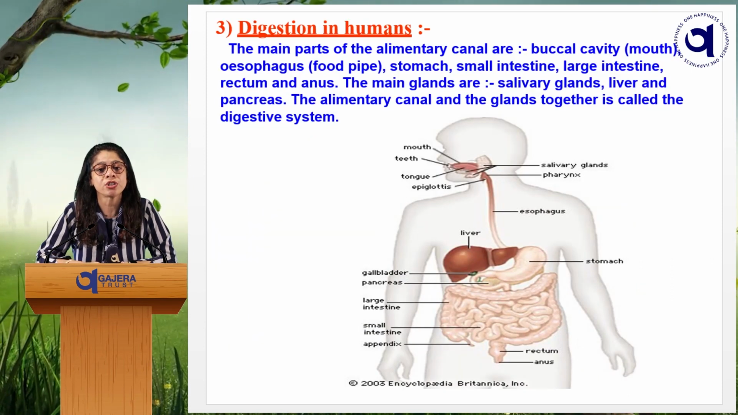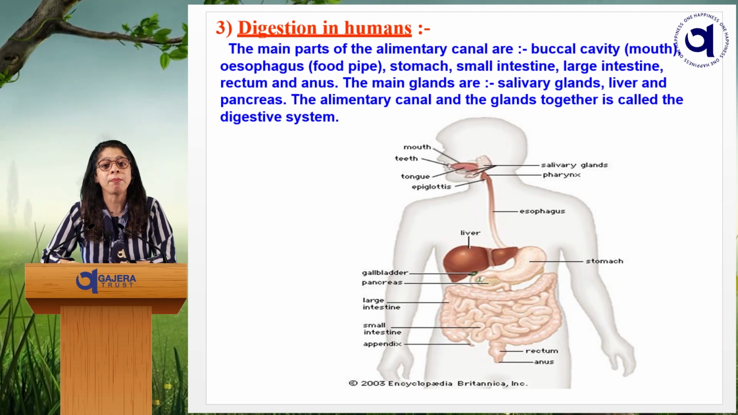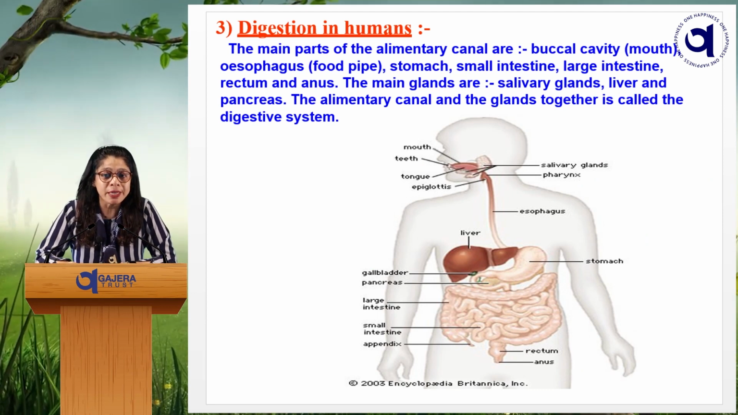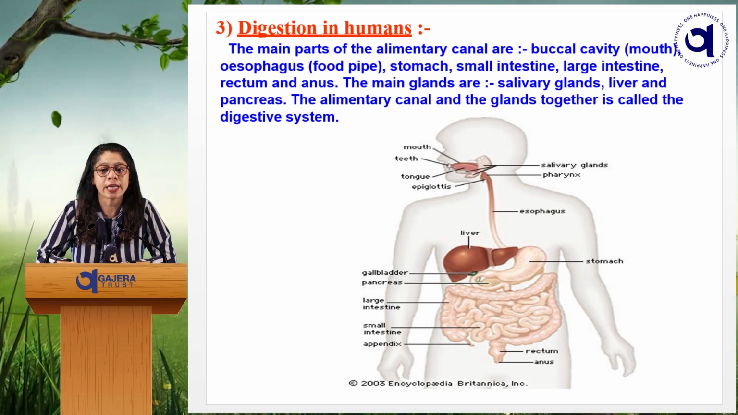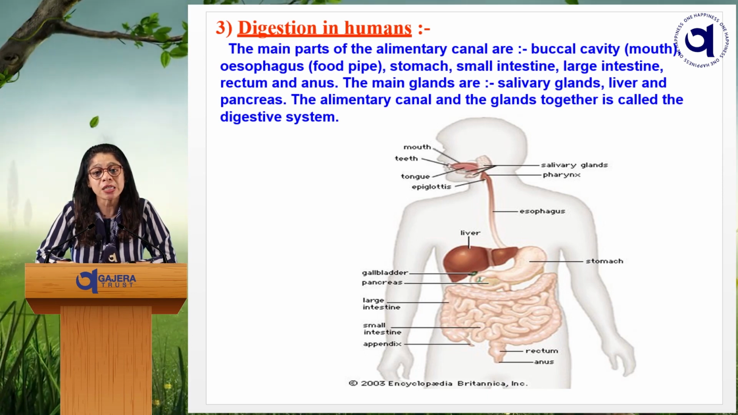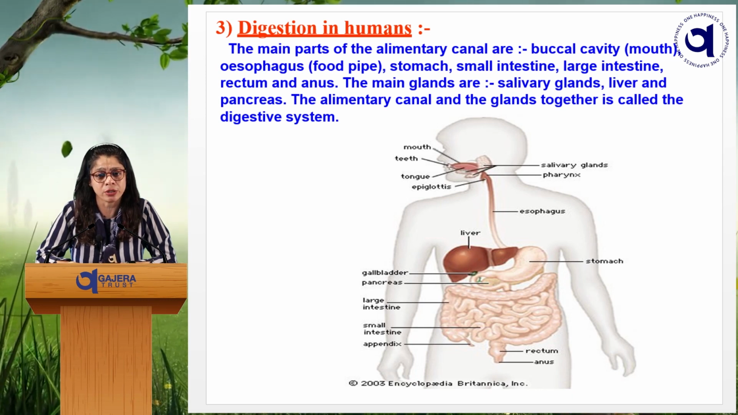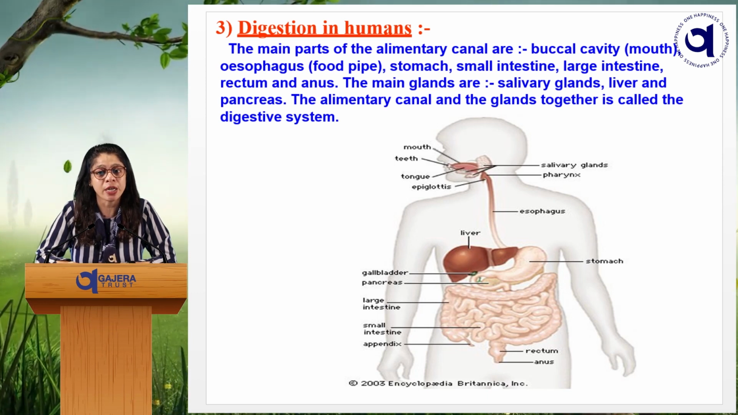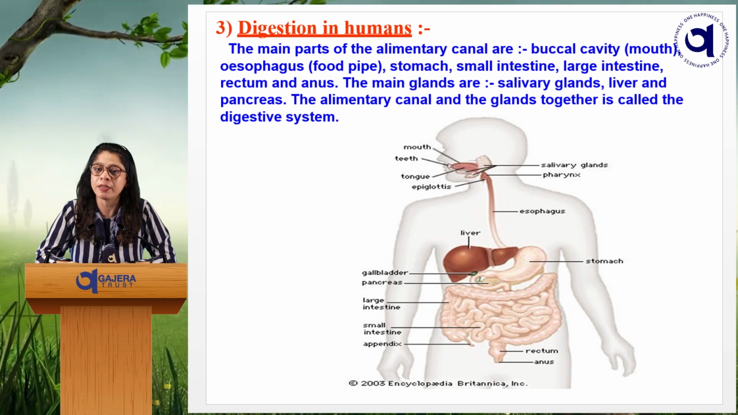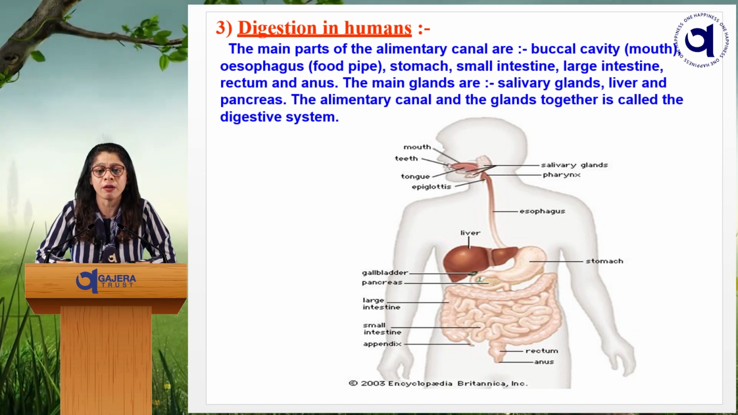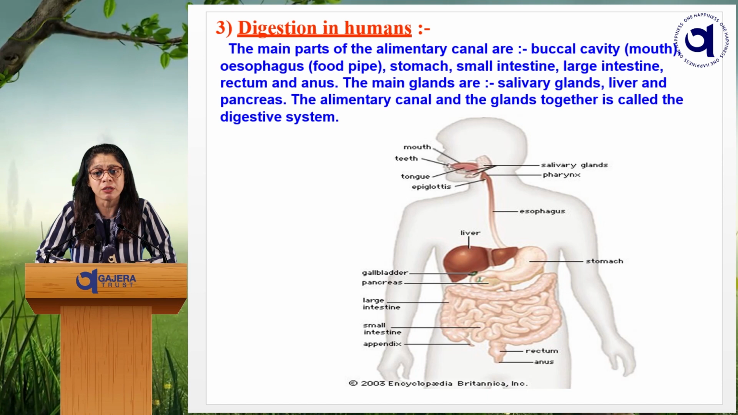Now, digestion in humans. The main parts of the alimentary canal are buccal cavity. Buccal cavity means mouth. Esophagus means food pipe. Stomach, small intestine, large intestine, rectum and anus. The main glands are salivary glands, liver and pancreas. The alimentary canal and the glands together are called the digestive system.